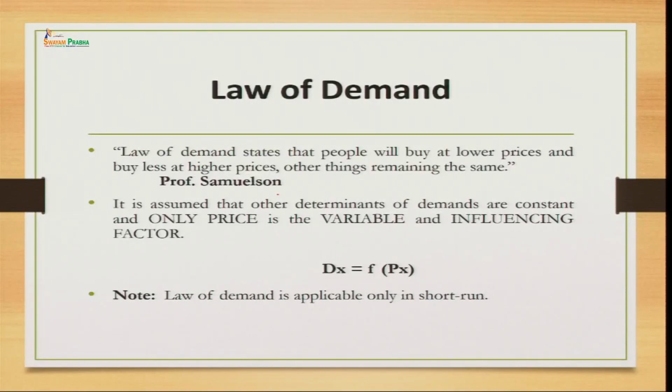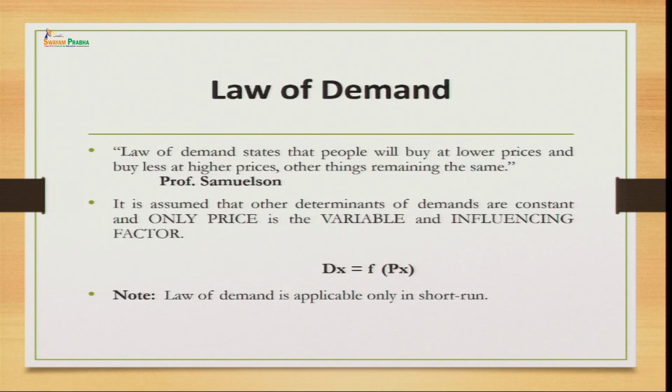So, for that we need to assume the situation where we have assumed the other factors to be constant. That means, we have assumed that there will be no change taking place in the income, in the taste and preference, in the price of related goods and so on. So, as per Professor Samuelson, he defines the law of demand as: people will buy more at lower price and buy less at higher price.